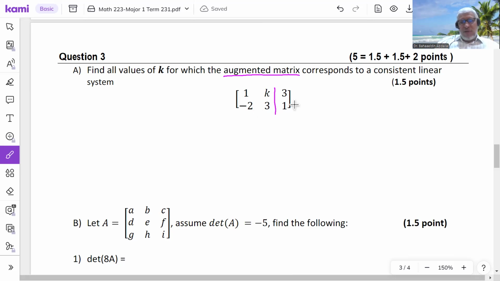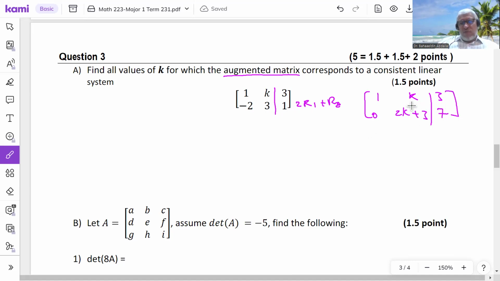This is 1, so let me multiply row 1 by 2 and add to row 2, so I make this number 0. So I'll have 1, k and 3, and the second row would be 2 minus 2, that's 0, 2k plus 3, and 6 plus 1, that's 7.